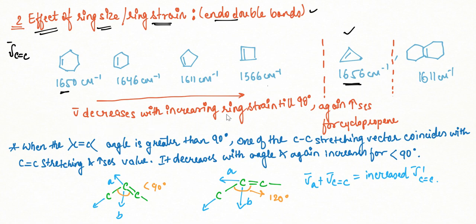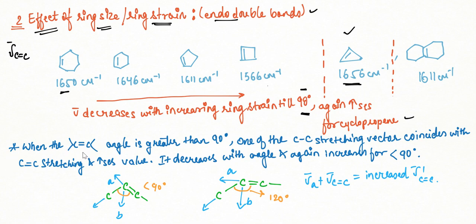The wave number decreases with increasing ring strain till 90 degrees. Okay, so this is the specific value that we are having. Till 90 degree it is going to decrease. Okay, again it increases for cyclopropene. So if the angle has decreased below 90, it is again going to increase. And why does that happen?